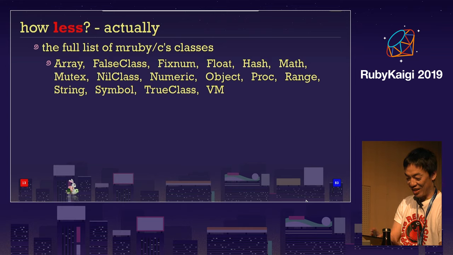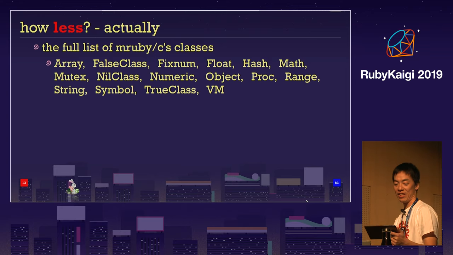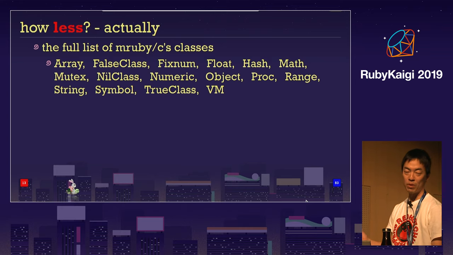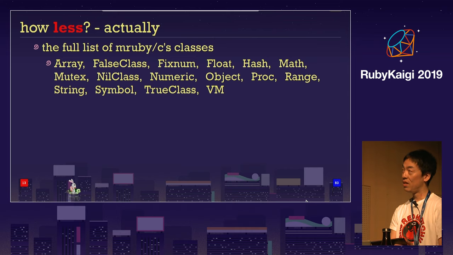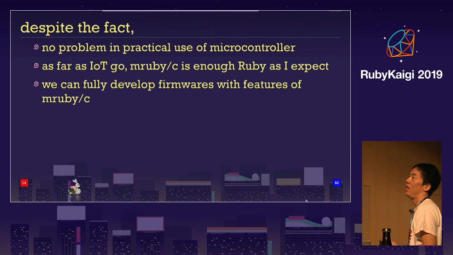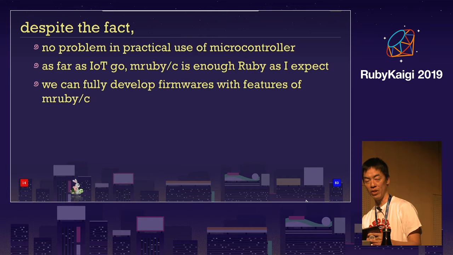Actually, mruby/C has only these classes. The mruby/C VM will fail to process if you use features that mruby/C doesn't support, even if your compilation went well. In spite of that, there is no problem in practical use on microcontrollers. As far as IoT goes, mruby/C is enough Ruby, as I expect. We can fully develop firmware with the features of mruby/C, only those features.